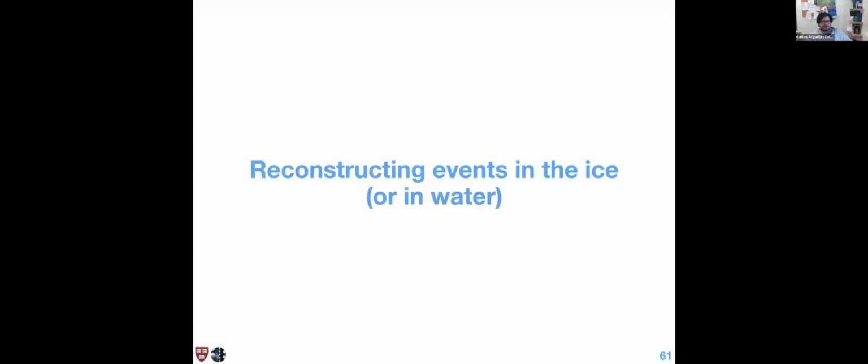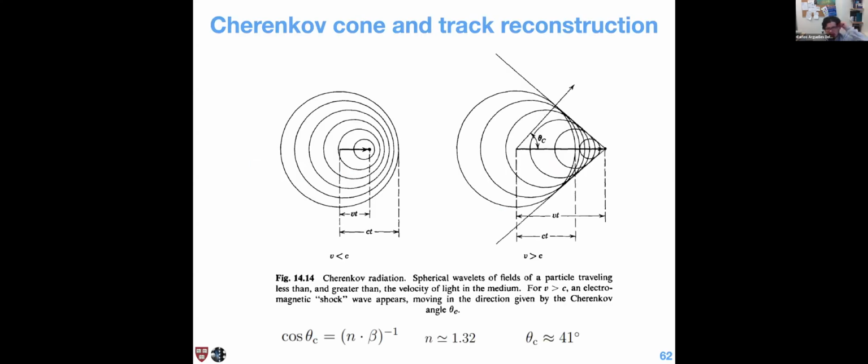Okay, so that's how we can compute the number of neutrino events. So let me talk about how you go about inferring the properties of these events. And again, don't hesitate to ask questions as we go through.